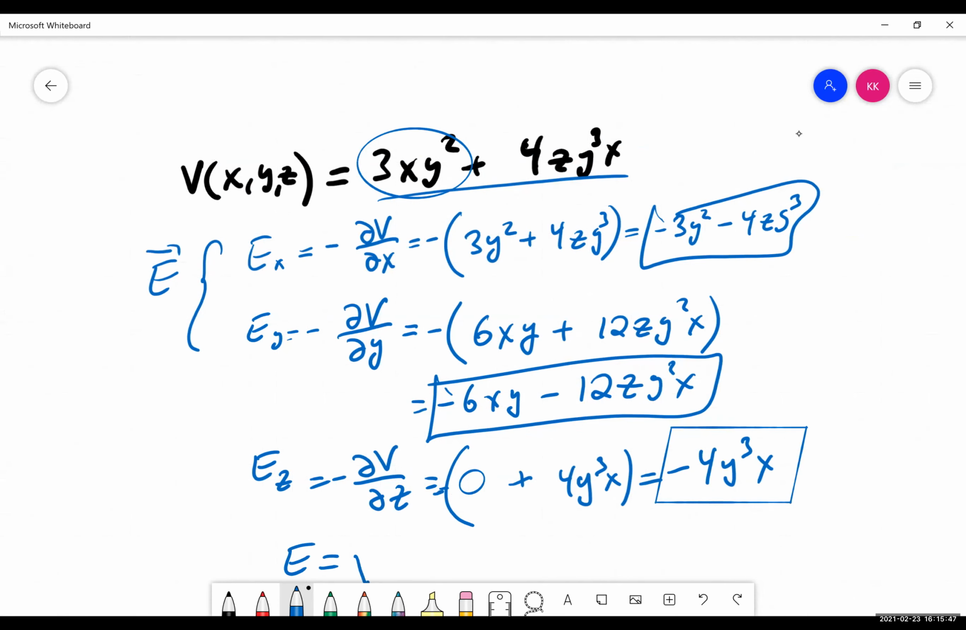Now, how do I find the magnitude of the electric field? Well, the magnitude will be the square root of Ex squared plus Ey squared plus Ez squared, right? Plug in everything and then just calculate the magnitude. All right, pretty straightforward, even though it's partial derivatives, right? It's just a regular derivative where you are taking the derivative with respect to just one variable.